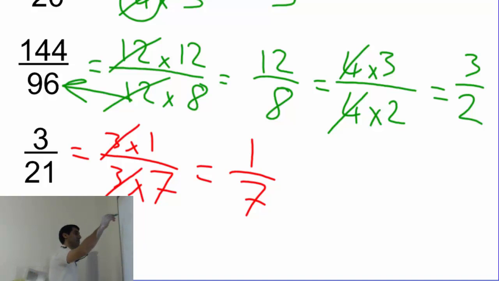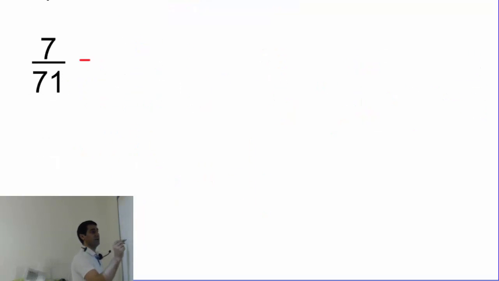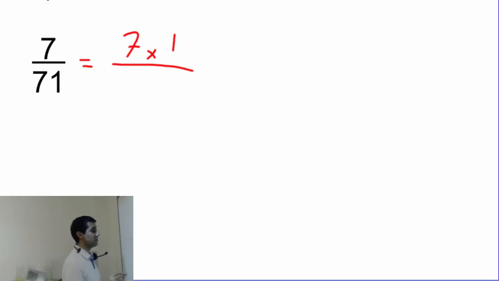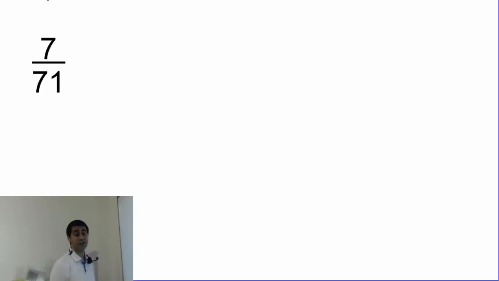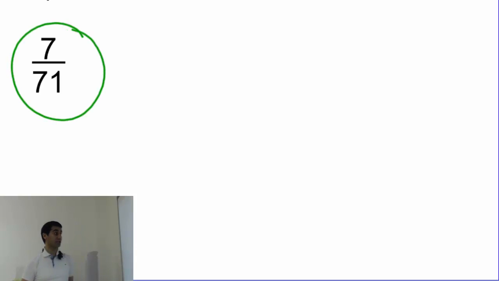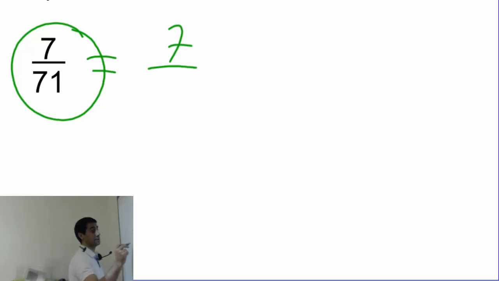Now the last example is this. 7 over 71. How can I get 7? It's just 7 times 1 divided by 7 times what gives me 71? Look at the multiplication table if you like. You use your calculator if you like. But you won't get a regular number. The multiplication by 7 will give you 71. It's not gonna work. So what does that mean? It means this is already in lowest term. This is as simple as it gets. The question is the answer. So, now it's time for you to practice.